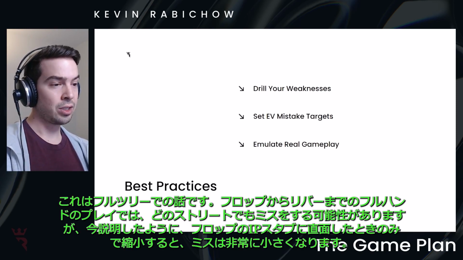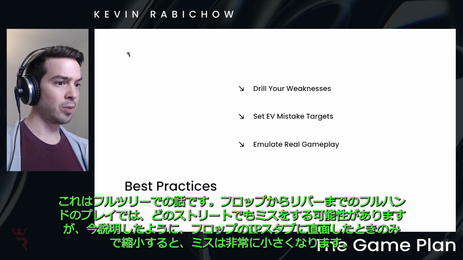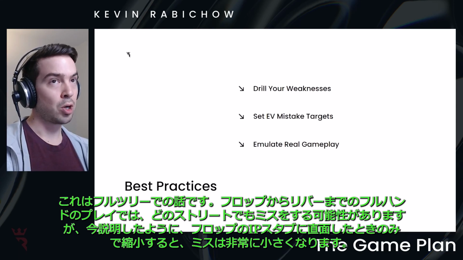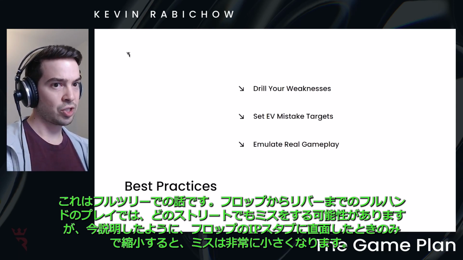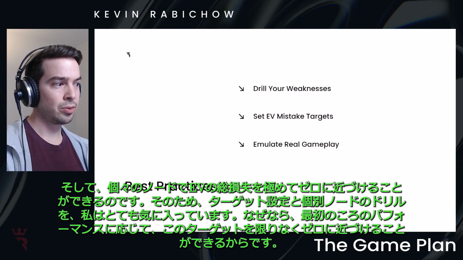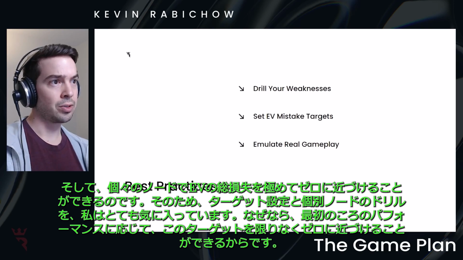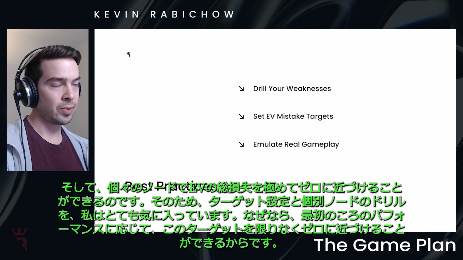Now that's on the full tree. So starting from flop to river, playing full hands where you could make mistakes on any street. When you shrink it down in the way that I was just describing, for flop only when facing an imposition stab, your mistakes can be quite small. And you can get total EV loss extremely close to zero in individual nodes. So for that reason, I really like, again, the target setting and the specific drilling of individual nodes, because you can set this target as close to zero as you like, depending on how your performance is at the beginning.